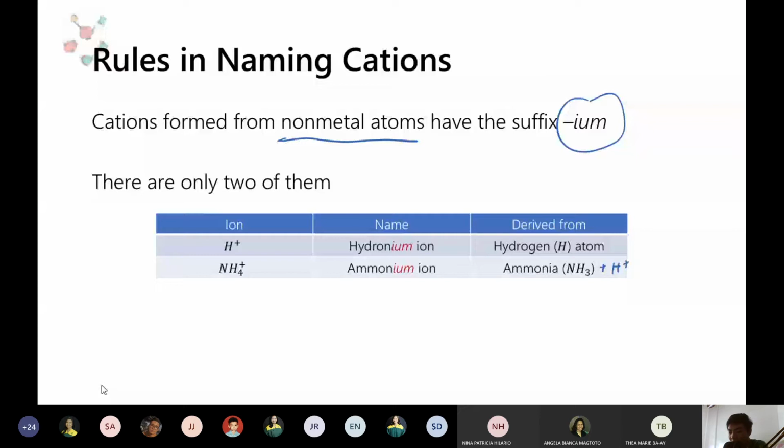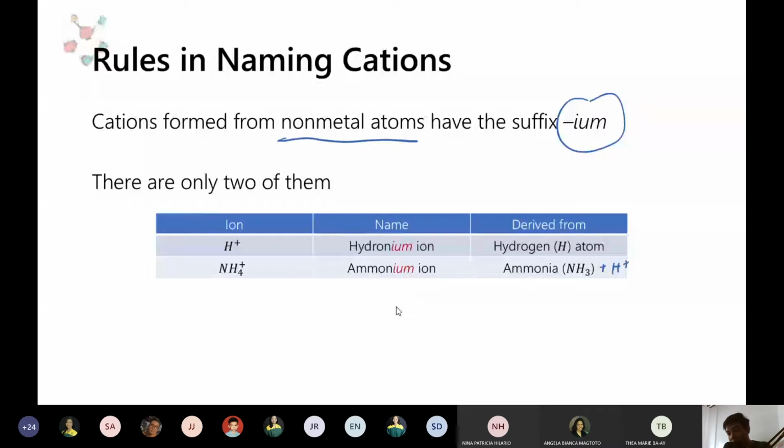And the last rule for cations is this one. The cations formed from non-metal atoms will have the suffix -ium. There are only two of them, so remember them. H plus, hydronium; NH4 plus, ammonium. Okay? So those are our cations.